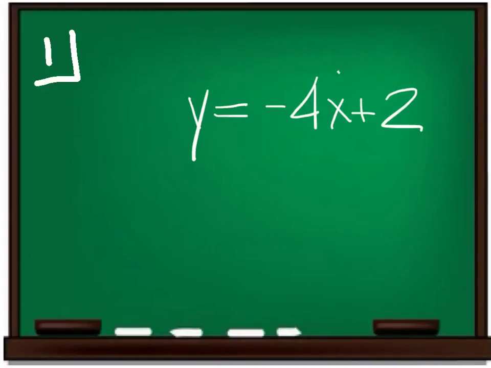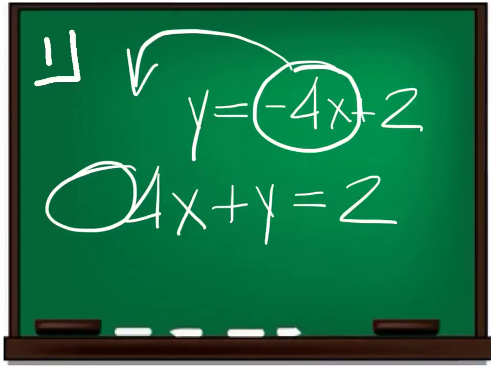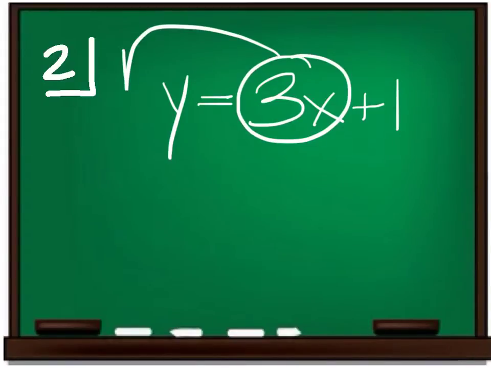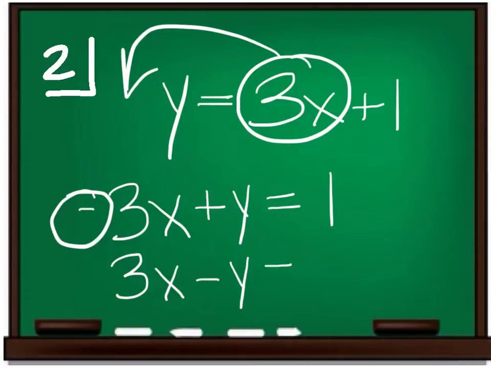The answer on this one is if you move the negative 4x over to the left, it becomes positive 4x plus y equals 2. You do not change the sign on anything if this is positive out here. On this problem, if you move the 3x over to the left, it becomes negative 3x plus y equals 1, but you can't have this, so you must change the sign of everything all the way through.